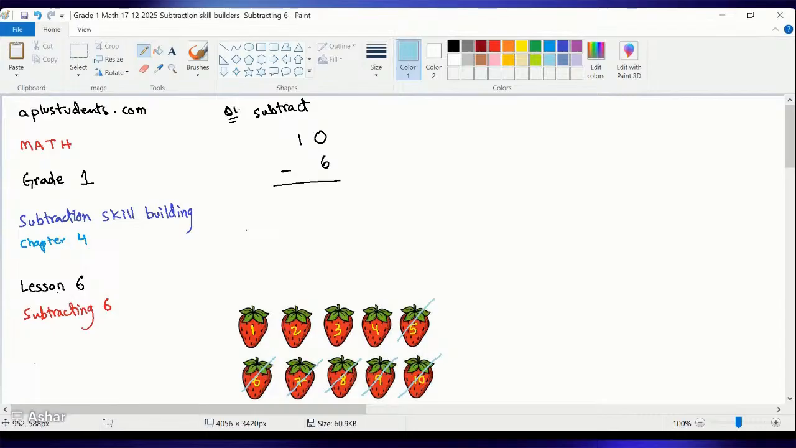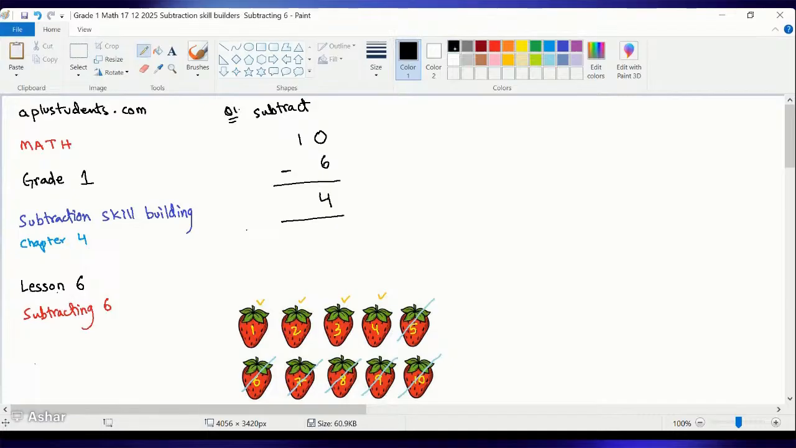So how many strawberries are we left with? We're left with 1, 2, 3, and 4. That means 10 minus 6, what should be the answer? The answer is 4. Okay, let's try another example. When we click onto the next, we'll have the next example.